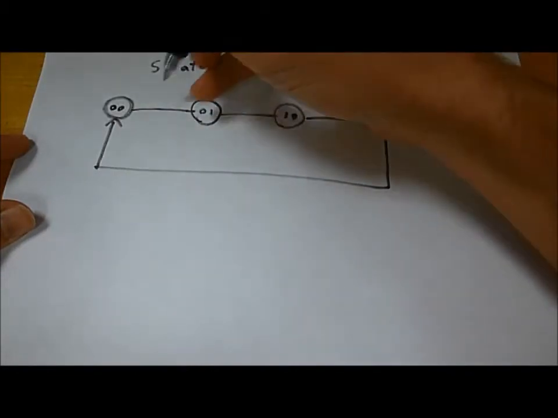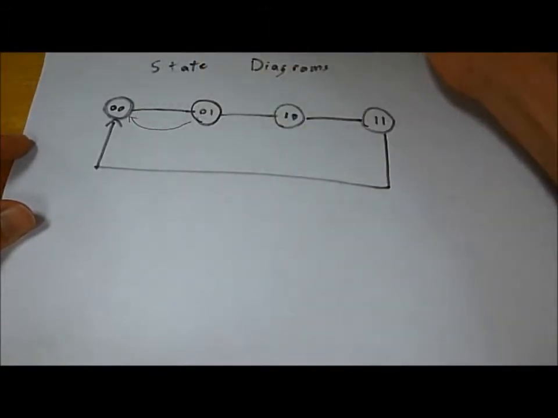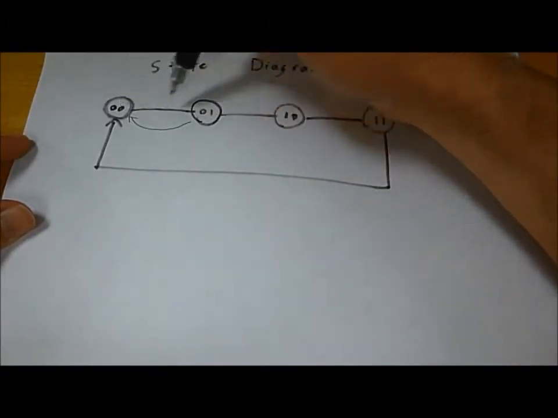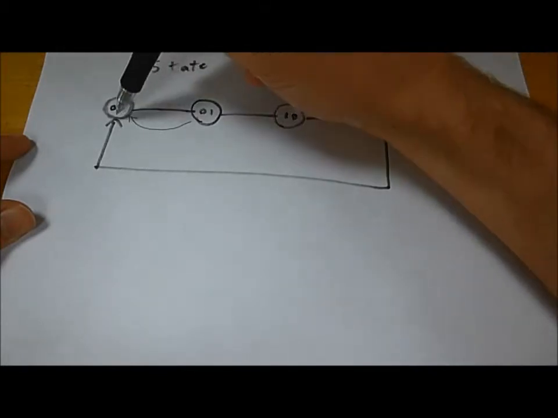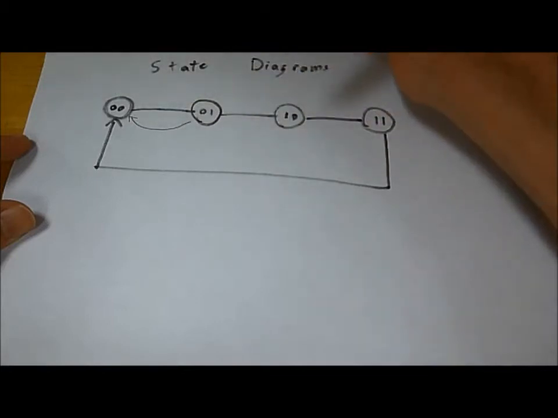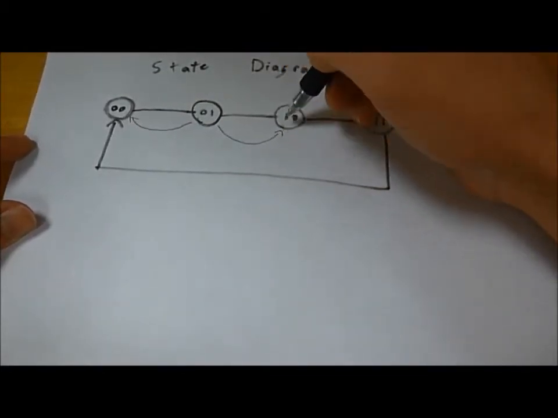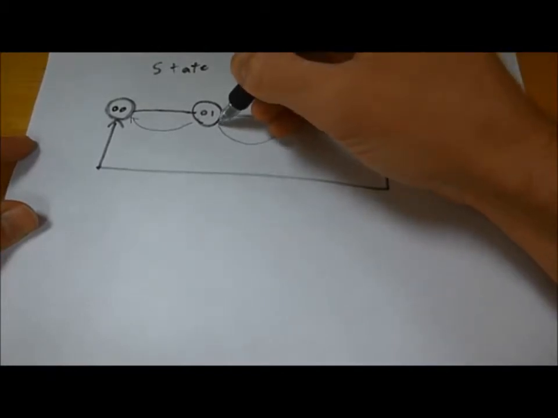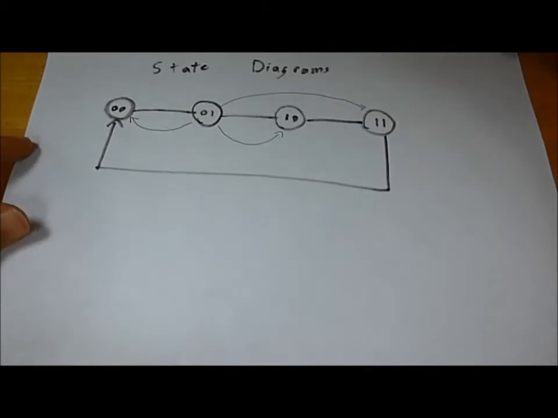We could change this if we drew another line going this way. This means that now we can go from 0, 0 to 0, 1. Or we can go from 0, 1 to 1, 0, or 1, 0 to 0, 0. We could also skip ahead normally, or maybe we can skip to this state. With these diagrams, it becomes a lot easier to design a circuit that is sequential logic.